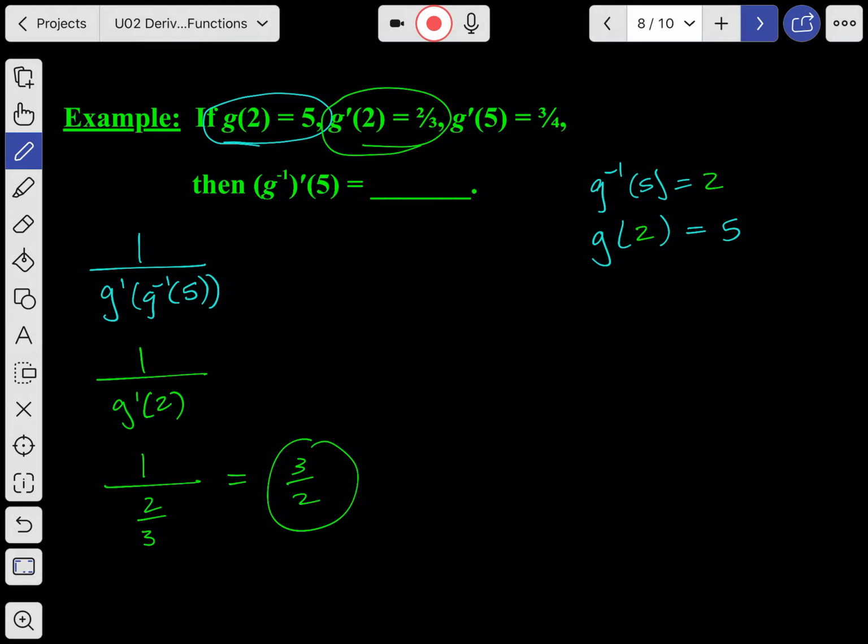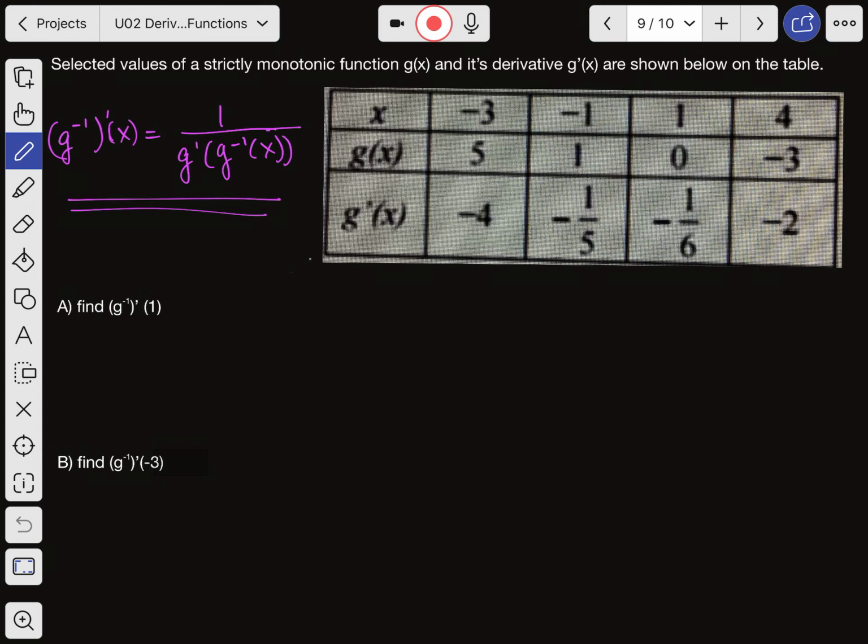I got one more problem for you, and that's a table problem. We haven't seen a table problem yet, so let's work one of those. So selected values of a strictly monotonic function, g of x, and its derivative, g prime of x, are shown below on the table. And I went ahead and wrote out the formula. Find g inverse prime of 1.